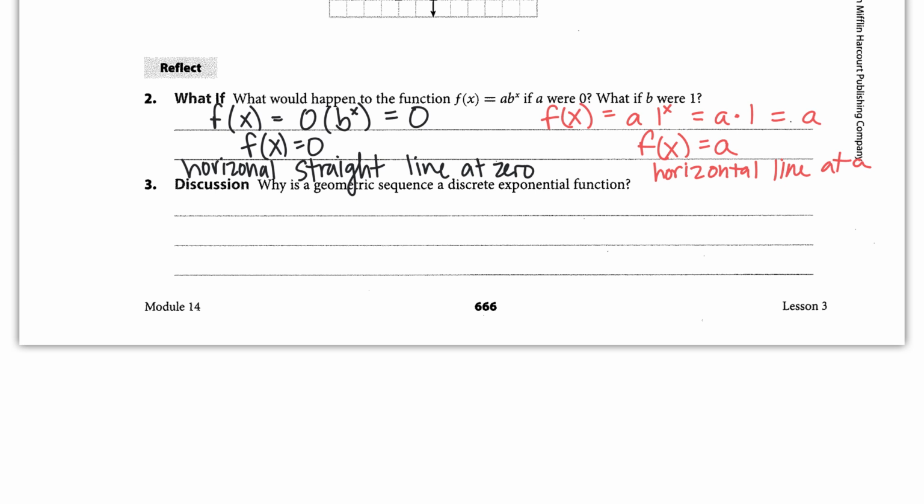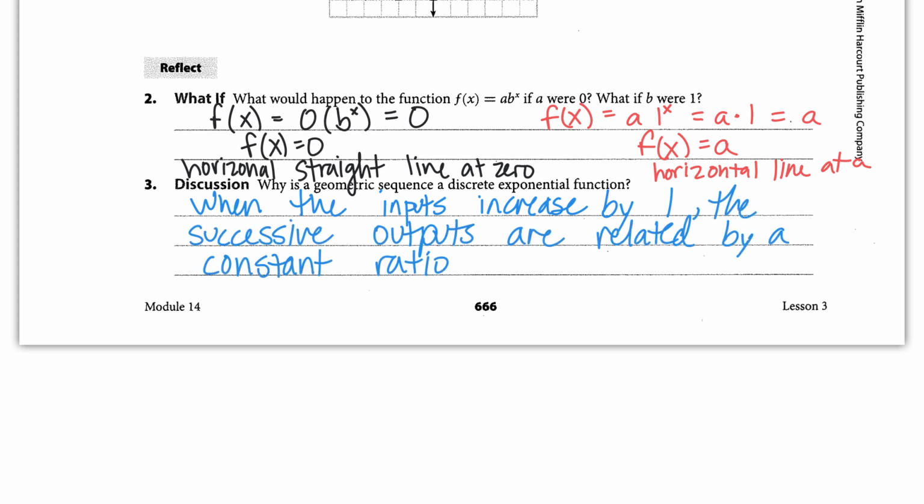Why is a geometric sequence a discrete exponential function? In a sequence, the input values increase by 1, and the outputs are related by a ratio, like it explains at the top of page 665. It says that they come in the form f of x equals ab to the power of x, where a, b, and x are real numbers. A can't be 0, B can't be 1, but the constant ratio is that base B. So it comes in the form of a constant ratio.